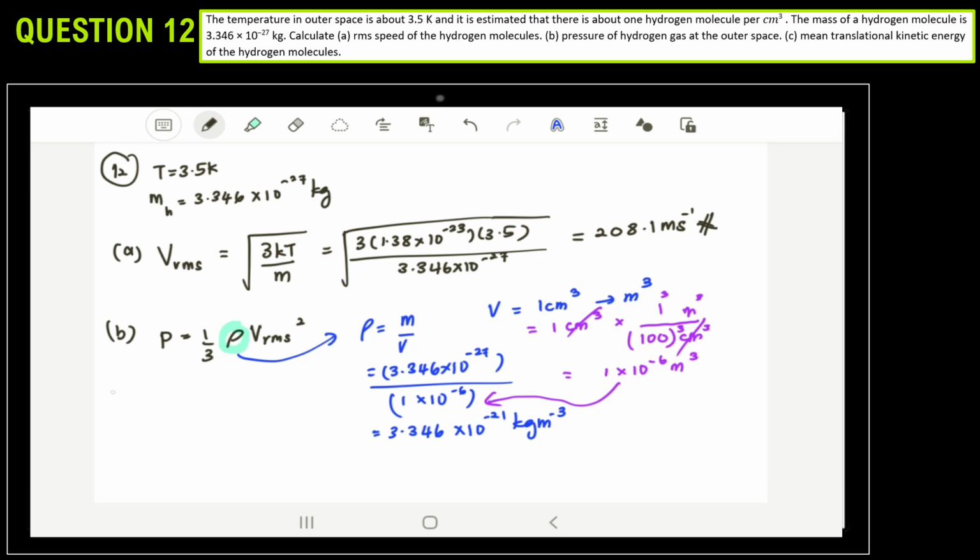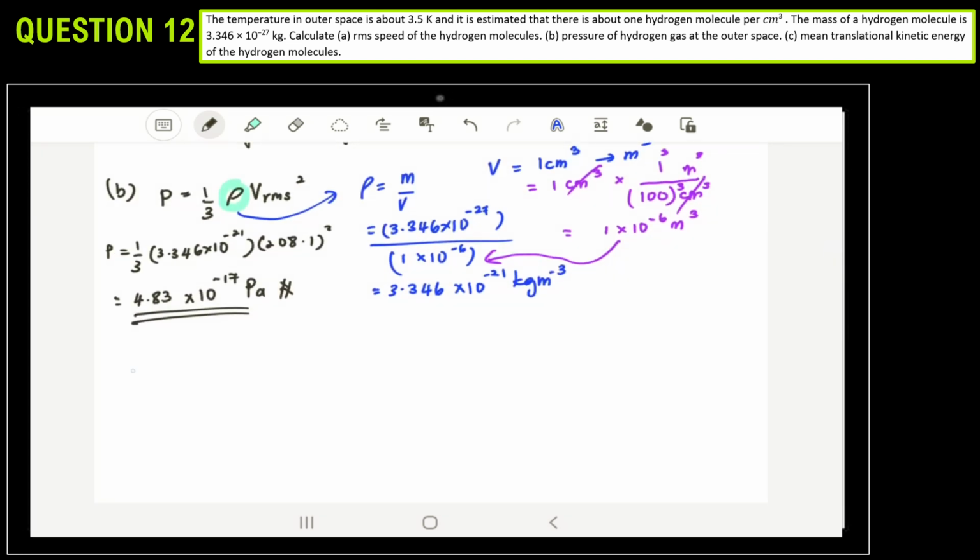Alright, so now let's calculate the pressure. So P is equal to 1 over 3, where the density is 3.346 exponent negative 21, and the VRMS is 208.1 squared. And finally, the pressure of hydrogen gas at the outer space is equal to 4.83 times 10 power of negative 17, and don't forget the unit, Pascal.